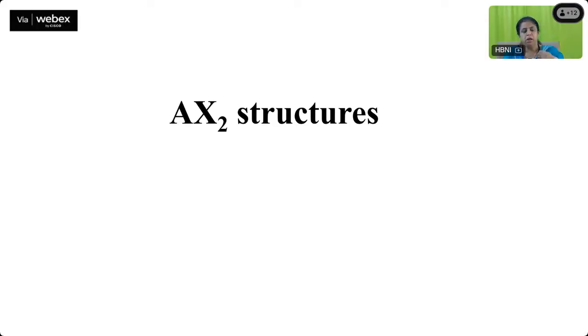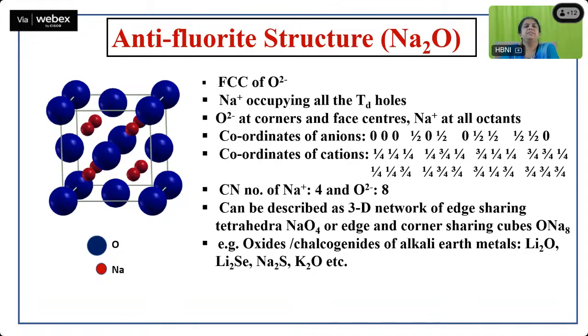Okay. Now, till now it was all AX structure or AB structure. NaCl, ZnS, CsCl. What if I change the stoichiometry to 1:2? That is AX2 structures. Now, first one is anti-fluoride structure. Okay. Now, anti-fluoride means nothing but your zinc sulfide. The only difference here is, okay, now, no difference here.